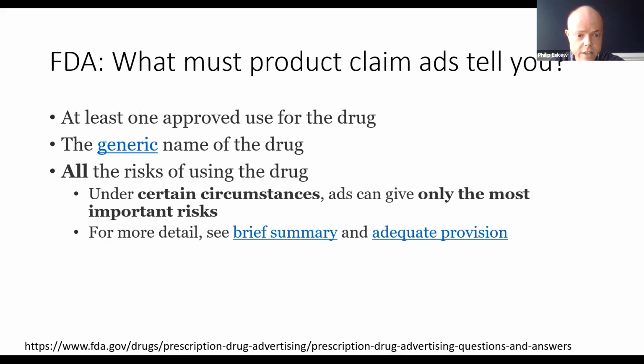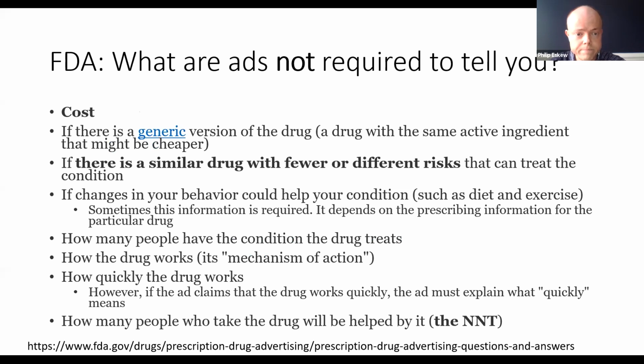So what does the FDA say you need to have? They say you have to have at least one approved use for the medication. You need to use the generic name. And you need to show all the risks of using the drug. Then under certain circumstances, they say only the most important risks. Usually something that actually discusses all the risks turns that one-page ad into four or five pages, which you've probably seen in many different journals that even we read, which are often available to patients as well. And that's the fine print.